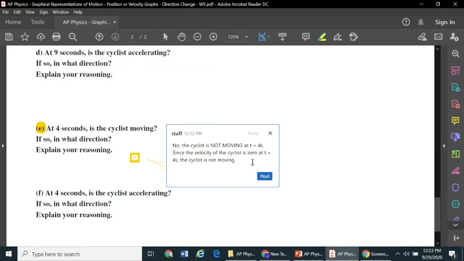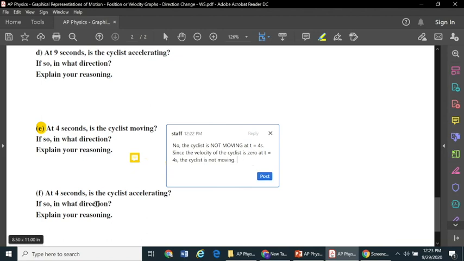That one's pretty straightforward. It's important to realize when on a velocity versus time graph, the line is crossing the x-axis, that's when the velocity is 0, because that's when the cyclist is turning around. They were transitioning from a negative velocity, meaning moving to the west, toward having an eastern velocity, meaning moving in the positive direction. And so for a brief instant at 4 seconds, the cyclist isn't going to be moving.